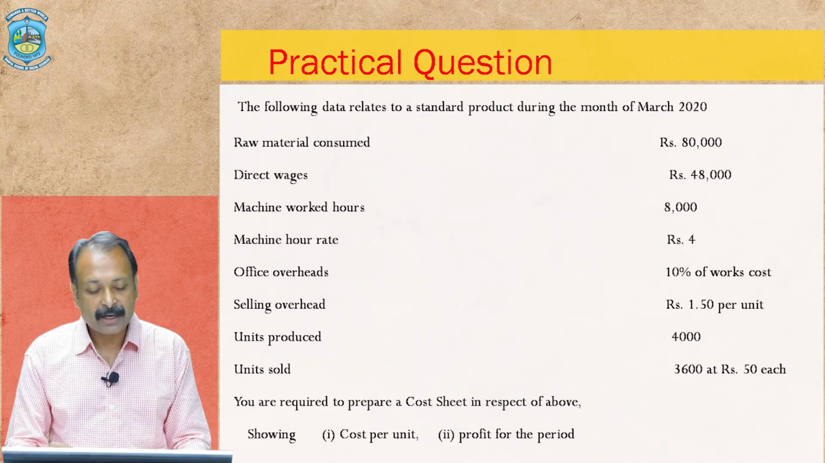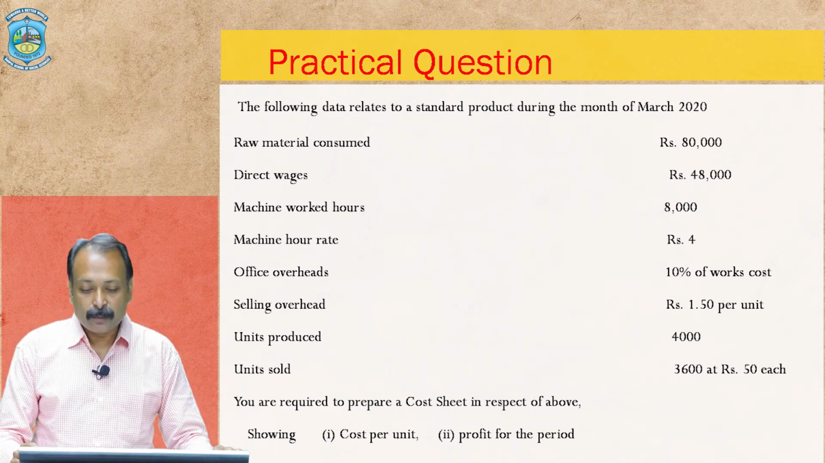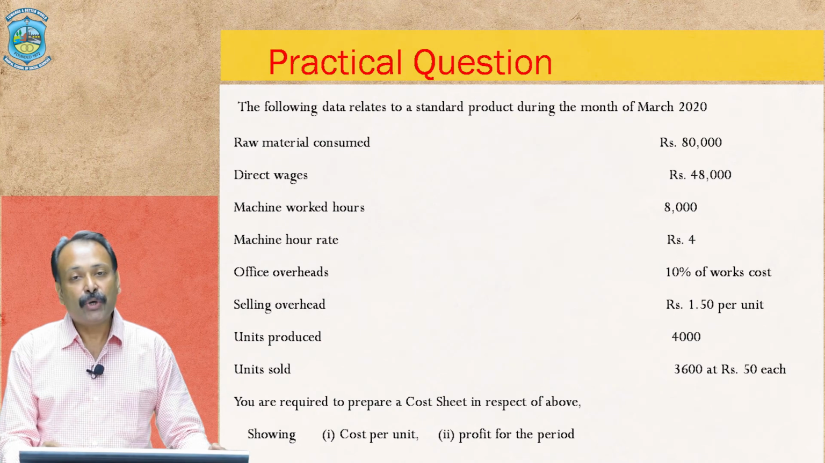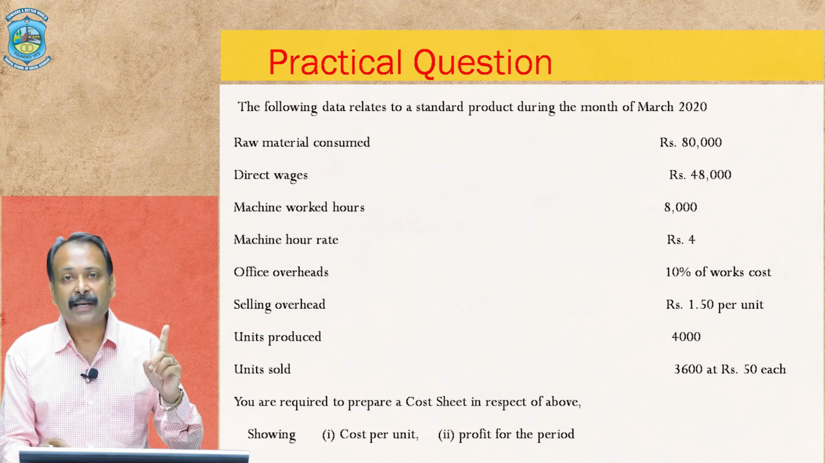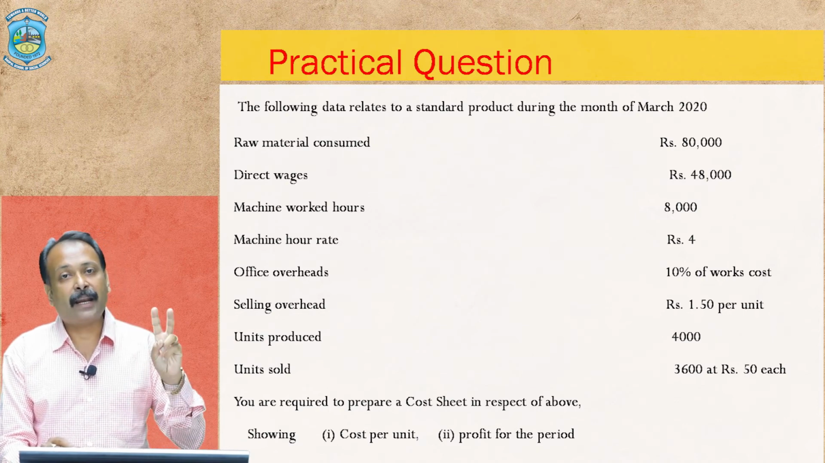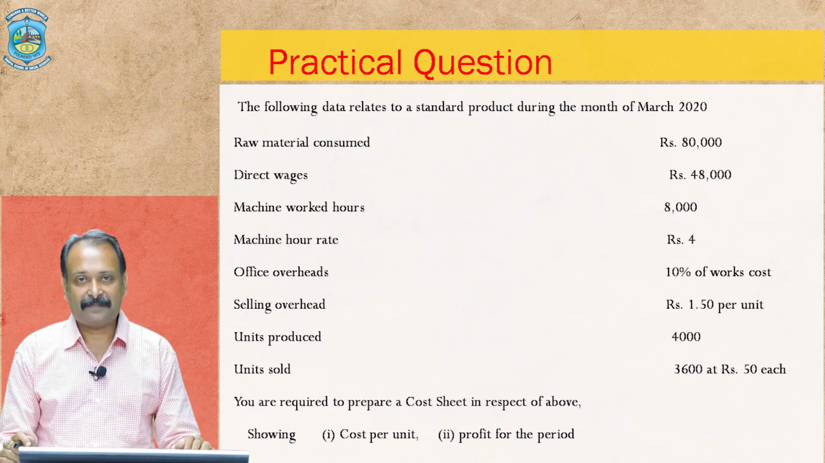You are required to prepare a cost sheet in respect of the above, showing cost per unit, and number 2, profit for the period. If you notice in this question, the output is 4,000 and units sold is 3,600. That is why in this particular question we are going to prepare number 1, statement of cost, and number 2, statement of profit, because units produced and units sold are different.